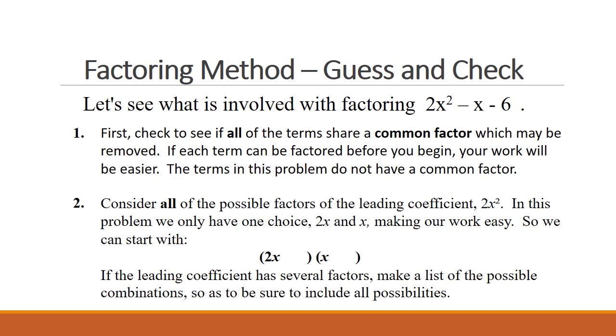The second thing we need to do is consider all the possible factors of the leading coefficient, in other words, of 2. Now we're really lucky because we only have one possible combination here, and that is 2x times x. So we're starting with our 2 parentheses. 2x and x are going to be in the first position in each parentheses. If the leading coefficient has several factors, you need to make a list of the possible combinations so that you are considering every possibility.